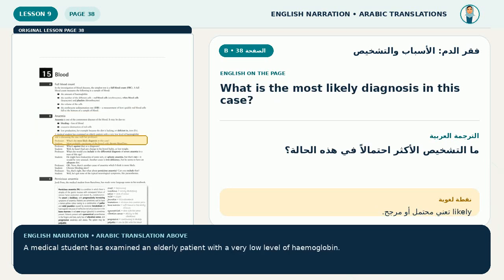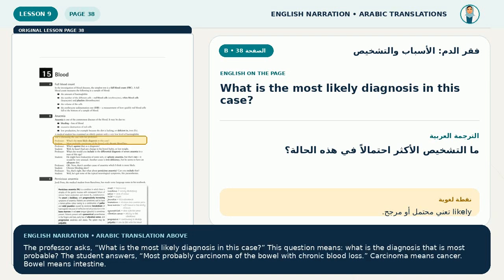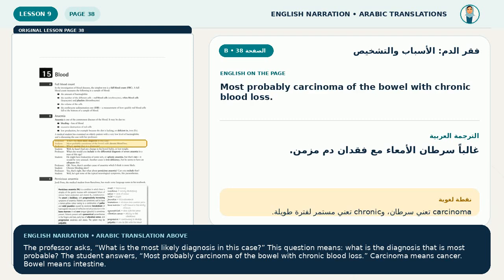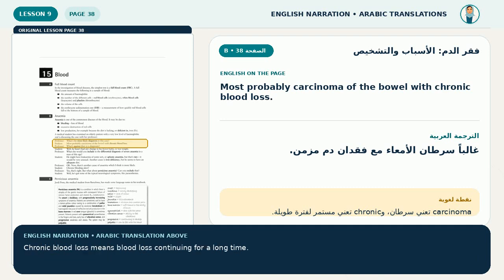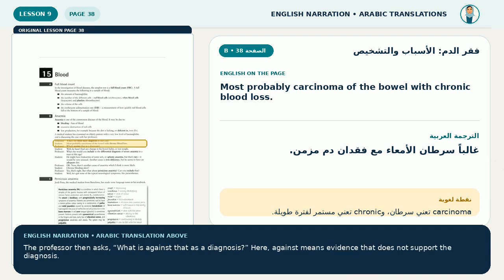Now read the first part of the conversation. A medical student has examined an elderly patient with a very low level of hemoglobin. The professor asks, what is the most likely diagnosis in this case? This question means, what is the diagnosis that is most probable? The student answers, most probably carcinoma of the bowel with chronic blood loss. Carcinoma means cancer. Bowel means intestine. Chronic blood loss means blood loss continuing for a long time.